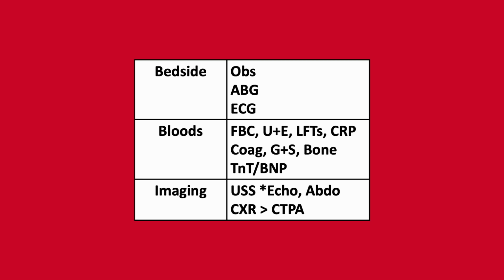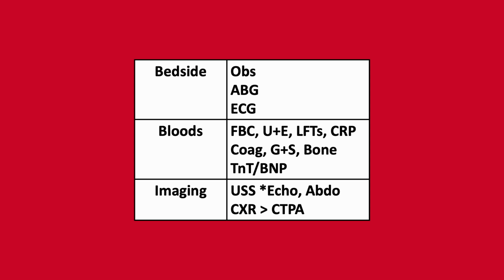Now let's discuss investigations. Basic observations should be done. As mentioned, the patient could be tachycardic, hypertensive, tachypnic. An ABG may show type 1 respiratory failure, in addition to possibly anemia, a high lactate, and a negative base excess. And finally, an ECG.